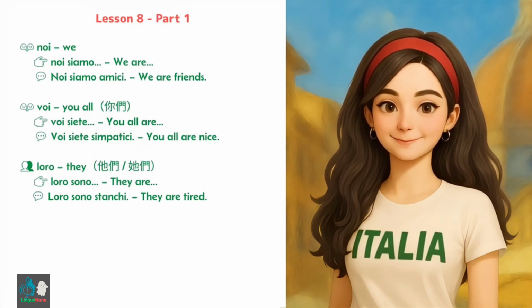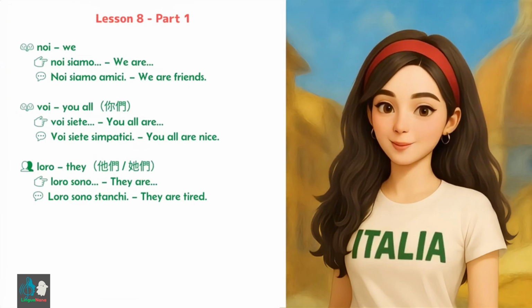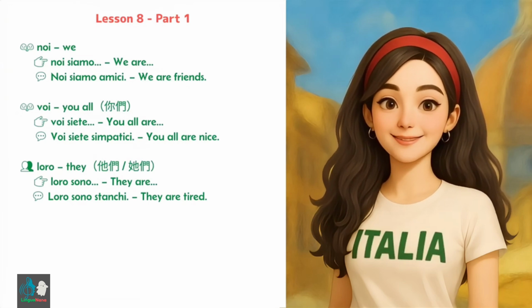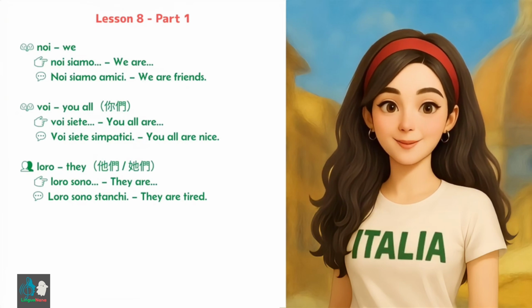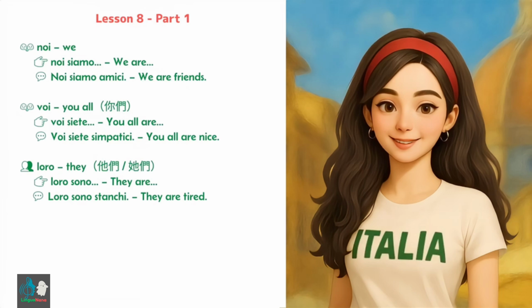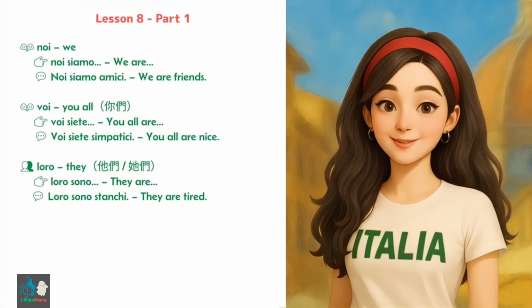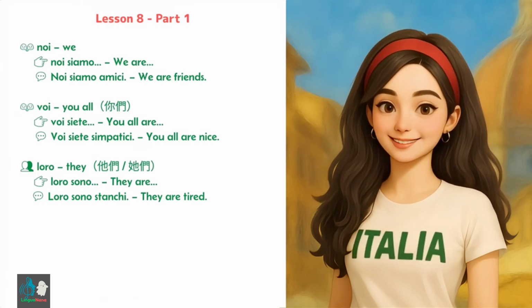Finally, we have Loro. It means they. Loro sono means they are. For example, Loro sono stanchi, that means they are tired. And once again, Italians often drop the subject. Sono stanchi. That still means they are tired. You know it's they from the verb Sono and the plural adjective.